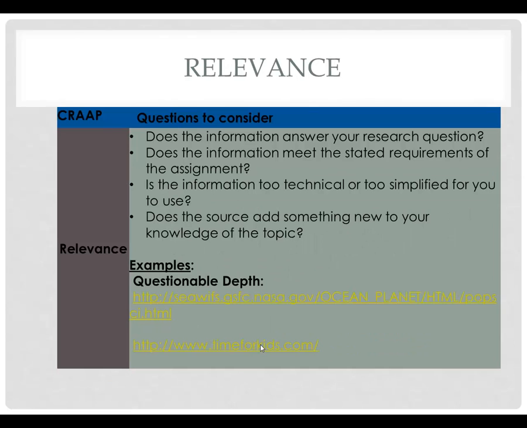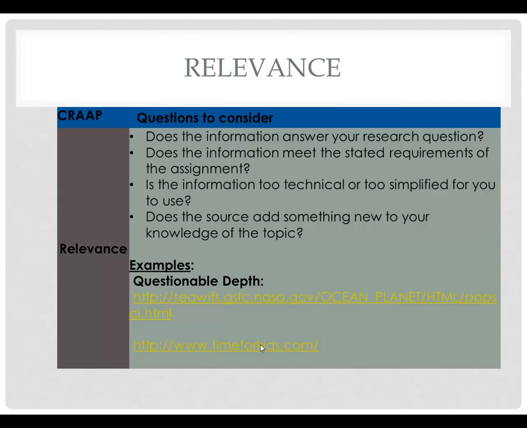Secondly, we're going to look at relevance. That's the R in the CRAP test. And questions you'll want to ask: does the information really answer your research question? Does it meet the stated requirements of your assignment? Is the information too technical or too simplified for you to use? And does this source add something new to your knowledge of the topic?